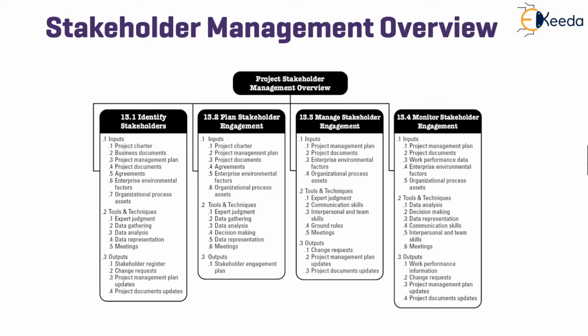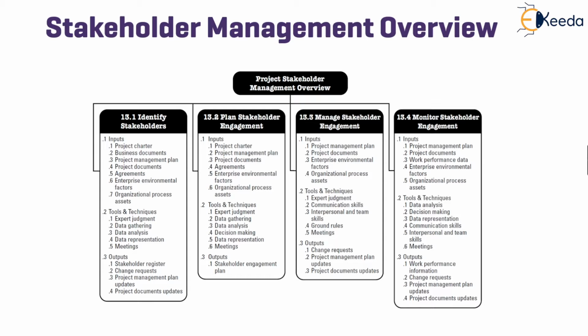The tools and techniques used to analyze these inputs are expert judgment, data gathering and analysis techniques, and meetings with all the key stakeholders. The next process is plan stakeholder engagement, in which the inputs are from the previous process. The tools and techniques used are expert judgment, again data gathering and analysis techniques, and mainly the decision making technique to finalize the output, that is the stakeholder engagement plan.